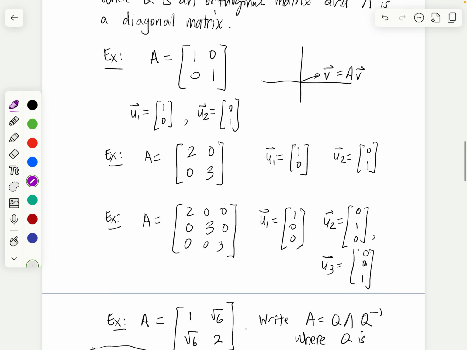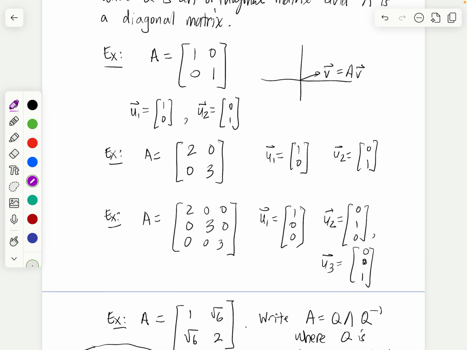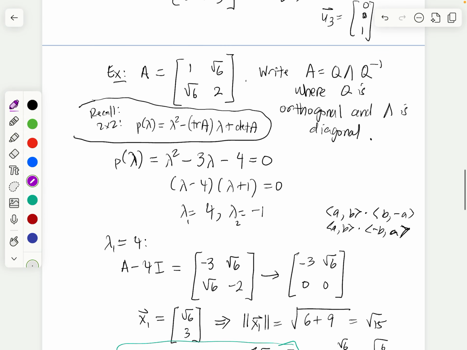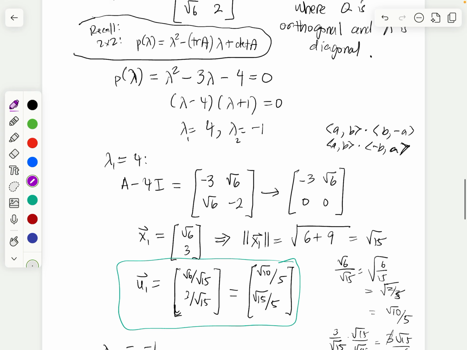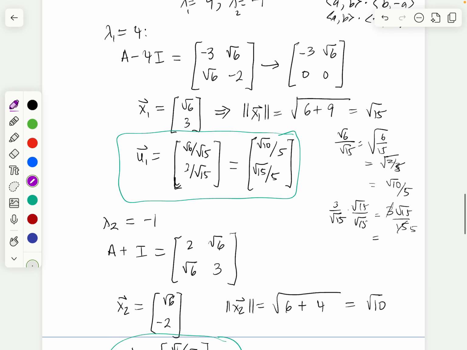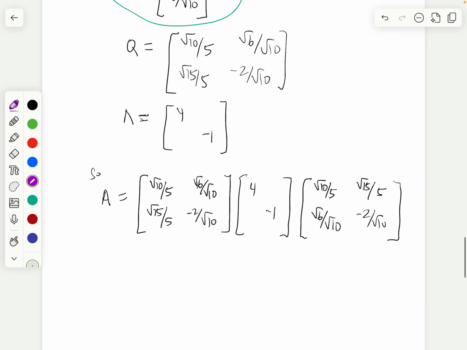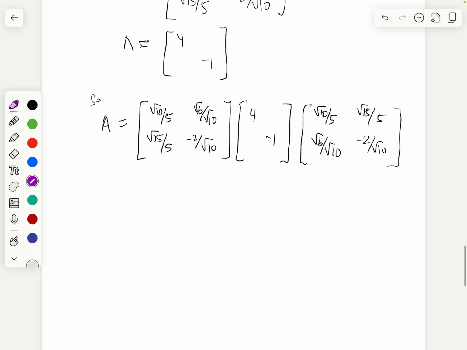And we saw some easy examples where you have a diagonal matrix. I mean, that's simple. And then for a more complicated example, we found the eigenvalues and eigenvectors. And Q consists of unit length eigenvectors, and lambda consists of the eigenvalues. And we did all the computations to do an example by hand. All right, thanks for watching.